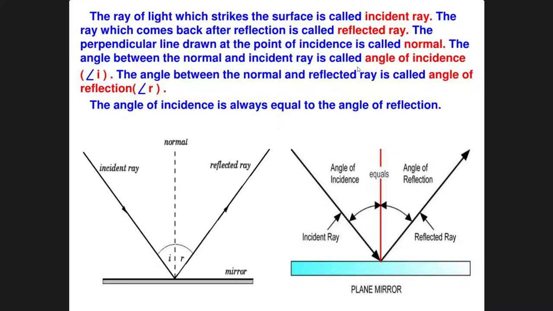The angle between the normal and the incident ray is called angle of incidence, and the angle between the normal and reflected ray is called angle of reflection.